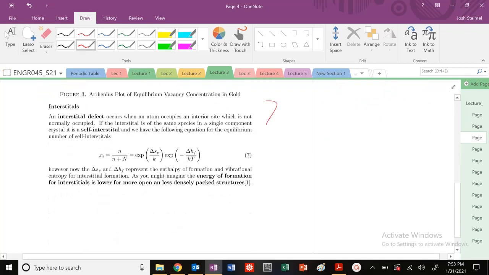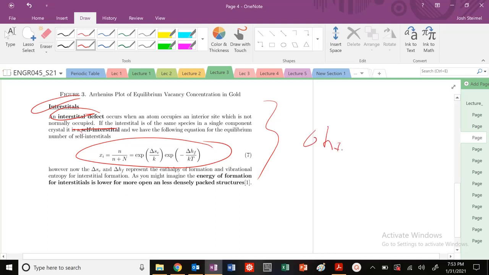And you could do a very similar expression to get the enthalpy of formation for interstitials as well. So this is for self-interstitials. Very similar type of relationship here, and you can see, again, an Arrhenius relationship. Now, typically, you'll see that this delta H F for interstitials is going to be larger in general than for vacancies.